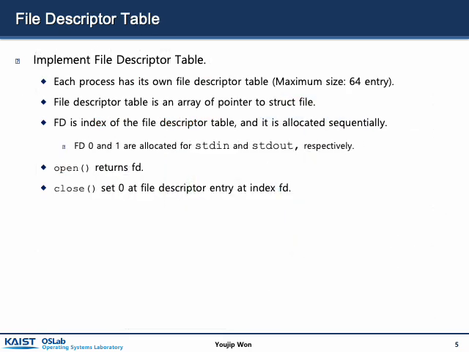So what you have to do is implement the file descriptor table. Each process has its own file descriptor table, and the maximum size of the file descriptor table is 64 entries. The file descriptor table is an array of pointers to struct file, and the FD, which is the file descriptor, is the index of the file descriptor table, and it is allocated sequentially. Note that file descriptors 0 and 1 are allocated for standard in and standard out respectively. The open function should return a file descriptor, and the close function sets 0 at the file descriptor entry at index FD.